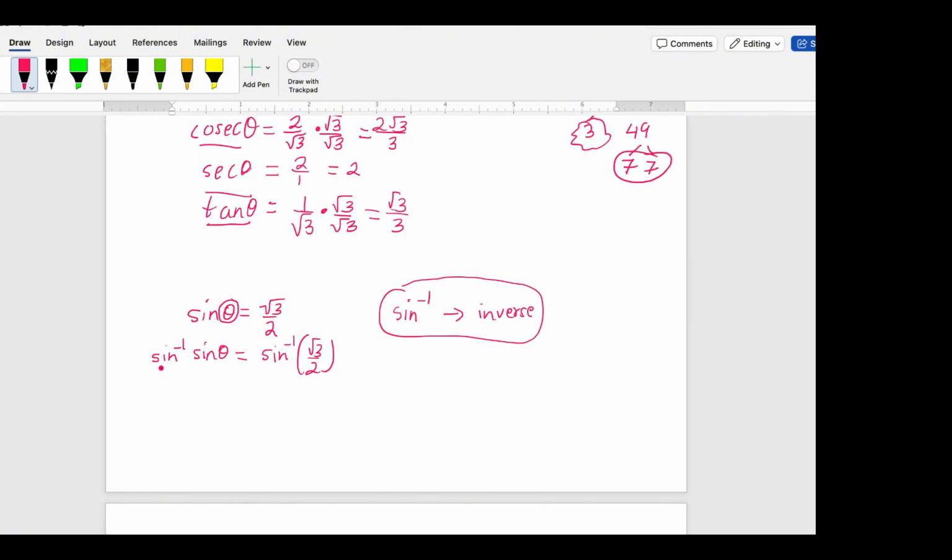What happens is my sine inverse and sine basically cancel, so I'll be left with theta equal sine inverse of root 3 over 2. Now if you know your unit circle, you should know this is going to give you pi over 3. Now if you do not know your unit circle yet, I would go ahead and use a calculator.